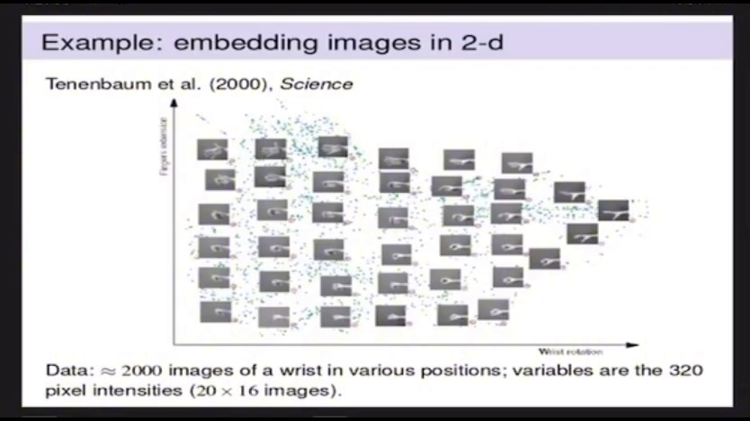Now, do you know what I'm trying to do right now? I'm actually projecting that into two-dimensional space. In the vertical axis, that's a finger extension. In the horizontal axis, that's a wrist rotation. Take a look at that. That's super cool, right?